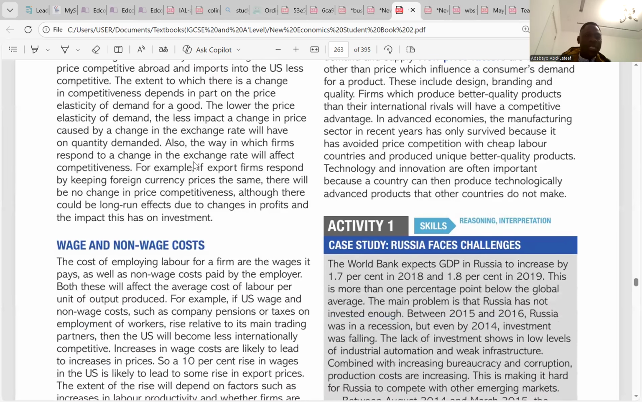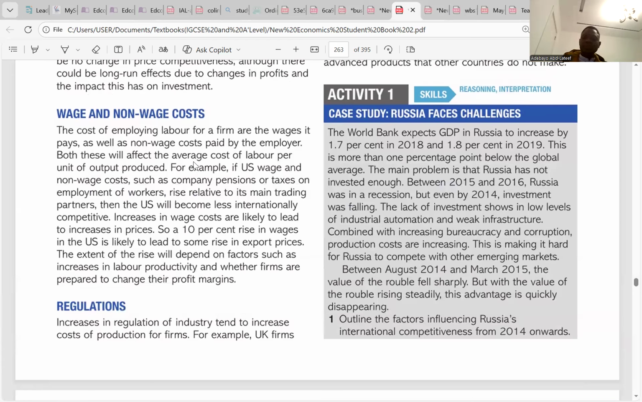So the next one is wage and non-wage cost. For wage and non-wage cost, the cost of employing labor for a firm are the wages it pays, as well as non-wage cost paid by the employer. Both these will affect the average cost of labor per unit of output produced. For example, if US wage and non-wage costs, such as company pensions or taxes on employment of workers, rise relative to its main trading partners, then the US will become less internationally competitive. Increases in wage costs are likely to lead to increase in prices. So a 10% rise in wages in the US is likely to lead to some rise in export prices. The extent of the rise will depend on factors such as increase in labor productivity and whether firms are prepared to change their profit margin.